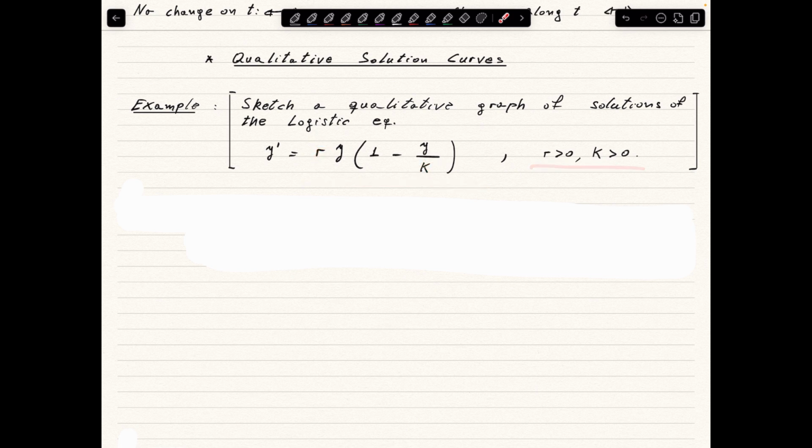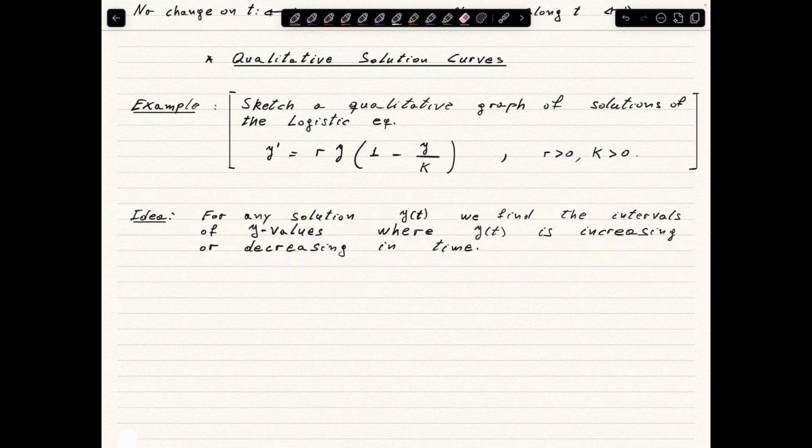Both constants are positive. And the idea of this analysis is, again, we don't require a computer, just paper and pencil. The idea is that we are going to graph the qualitative solution curves without having the solution formula. We already have the solution formula, but we are not going to use it.